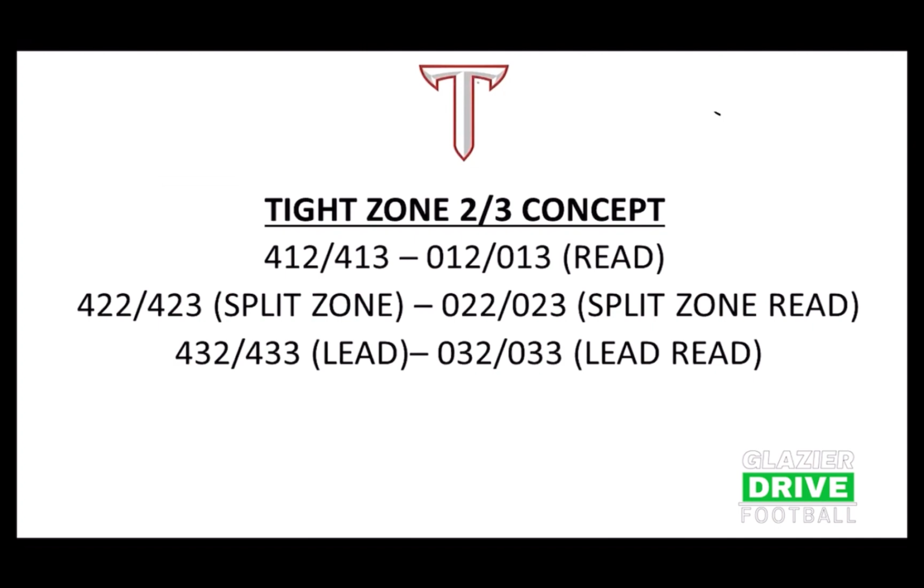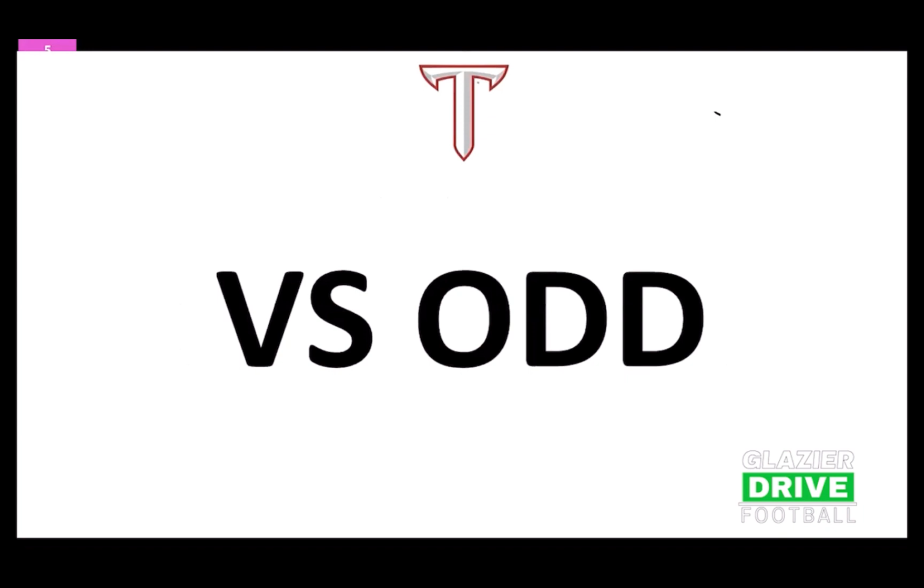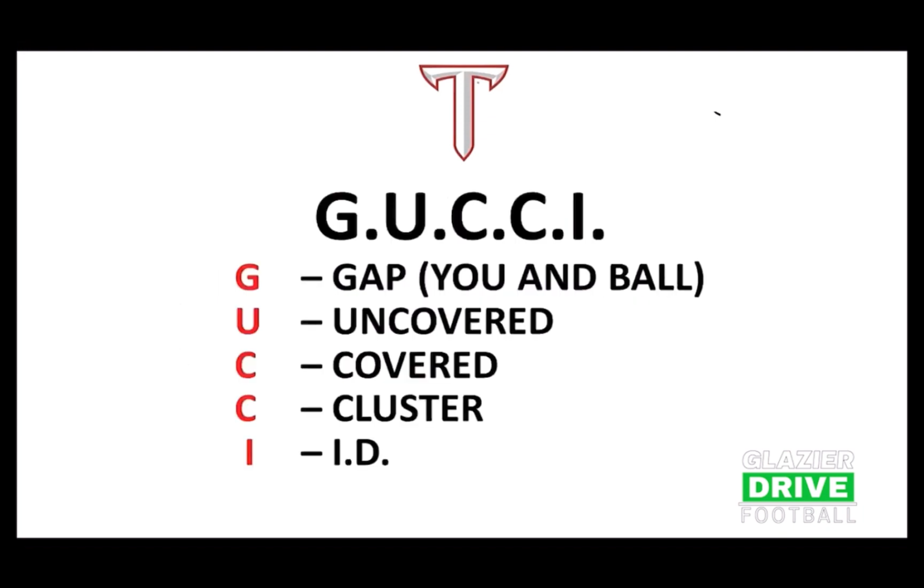If you're in the 30s, it means we've got a lead concept, which affects us a lot more when we're running versus an odd front with an overhang. It also affects us when we're running into pressure versus a stacked box. So versus an odd front, same rules. We've got GUCCI: gap, uncovered, covered, cluster, and ID.